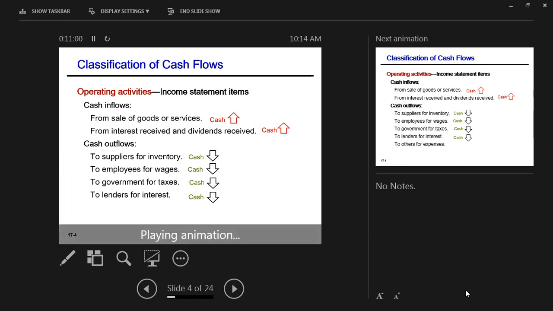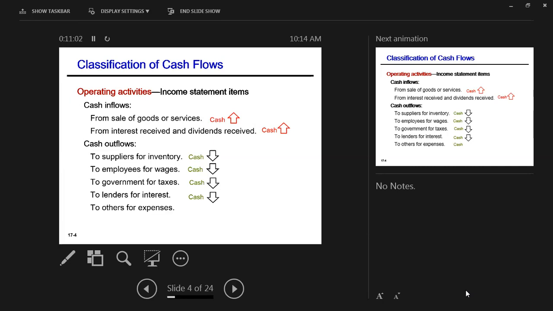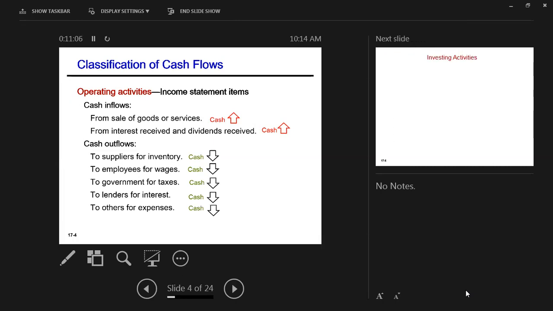So any other expenses, if you paid cash, then cash outflow. When you read the question, you have to be very careful about whether you receive cash or whether you pay cash. So if you do not receive cash, it is not cash flow statement. If you do not pay cash, it is not cash flow statement. So this is an overview about operating activities.